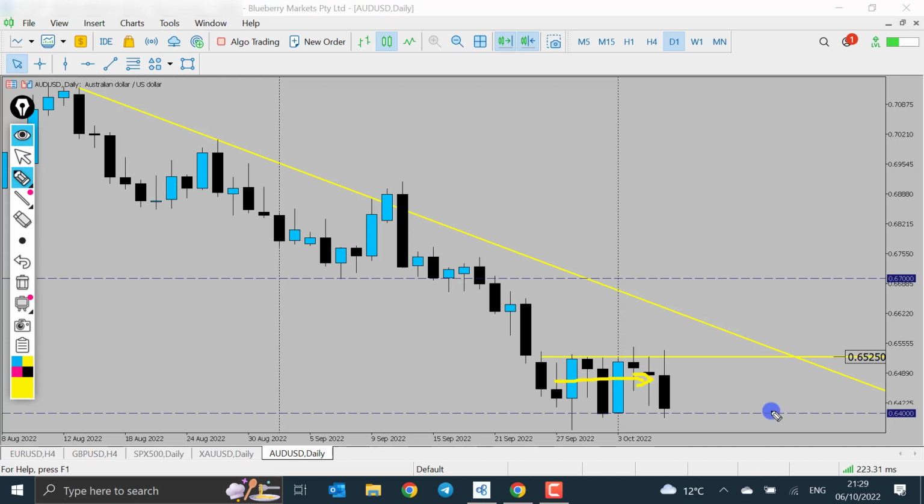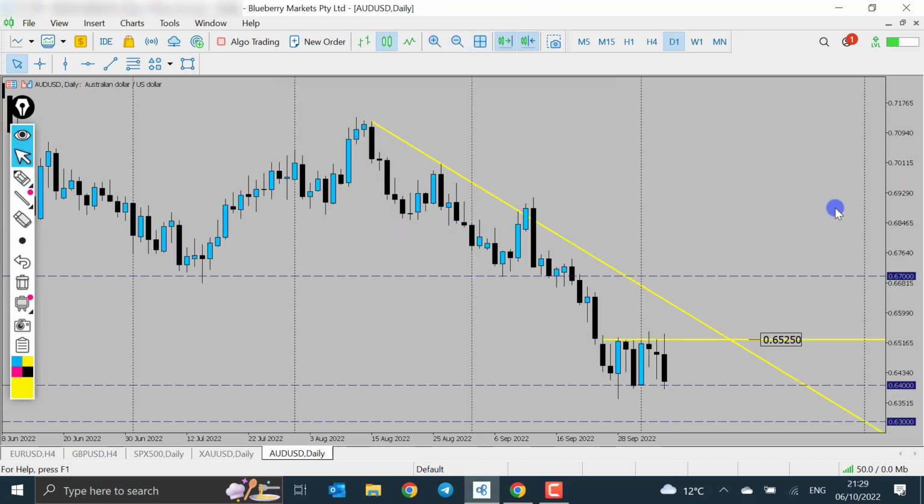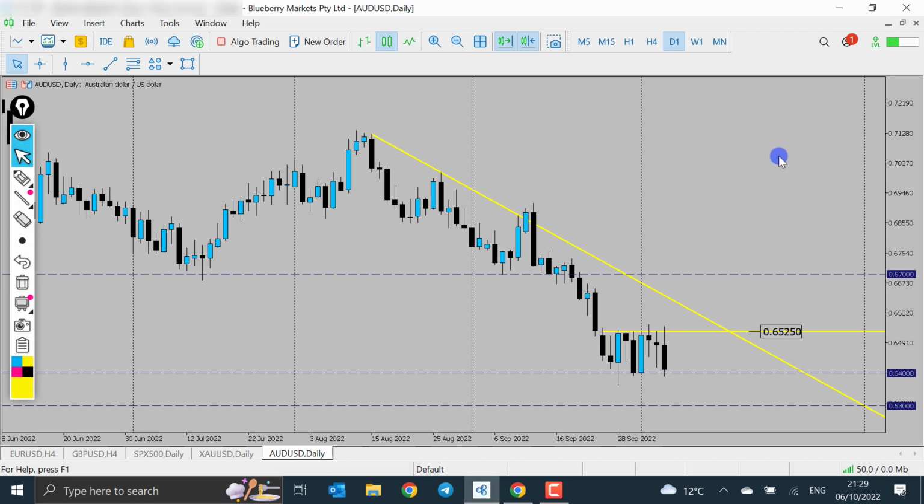Now, price does this when there are two weak currencies. So the dollar has been weakening recently, and the Australian dollar has been weakening. So that's why we're seeing price consolidate like this. However, we do have NFP reports coming, and if NFP starts to show that the labour market is still strong, then we could see a potential for price to break to the downside.